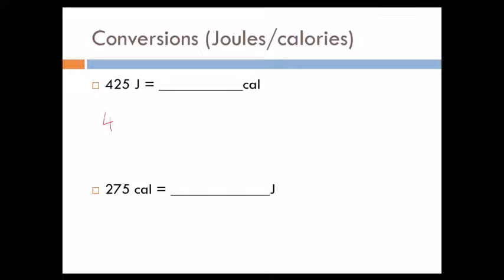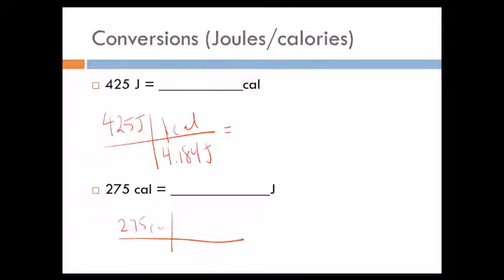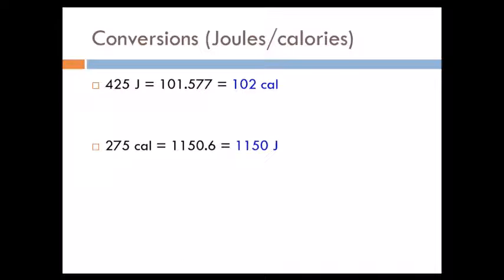So conversions, very simply put, 425 joules. You guys know how to convert at this point. So 4.184 joules equals 1 calorie, and you calculate it. Set up the T-chart, 275 calories, 1 calorie equals 4.184 joules. It's just the opposite. This one has 3 sig figs, this one has 3 sig figs. So we're going to keep 3 significant figures in our answers. And the first one would be 102 calories. This one would be 1,150 joules. So you can go back over those conversions from back in Unit 2.